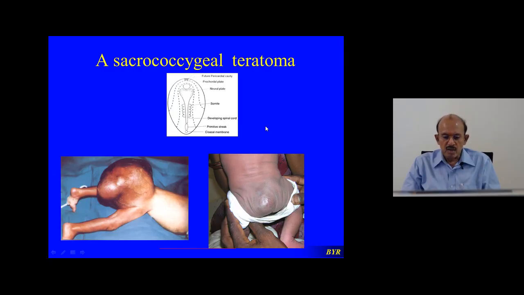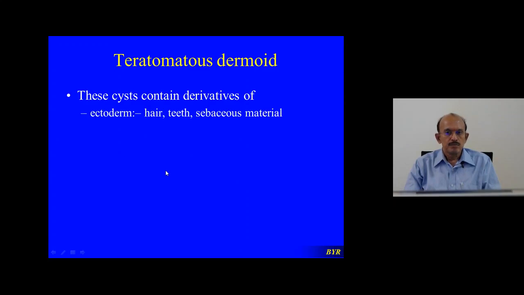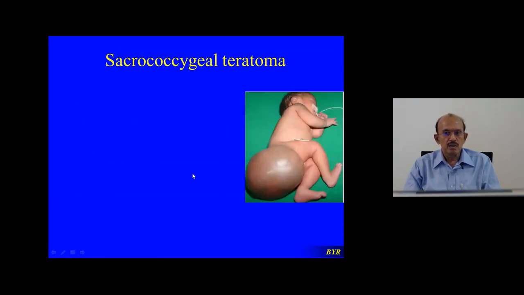Sometimes you will be given dermoid in the examination as an essay question or as a short notes question. Sometimes you will be given only sacrococcygeal teratoma. What is sacrococcygeal teratoma? These cysts contain derivatives of the ectoderm producing hair, teeth, sebaceous material, then mesoderm producing muscles, cartilage, and entoderm producing glandular tissue.